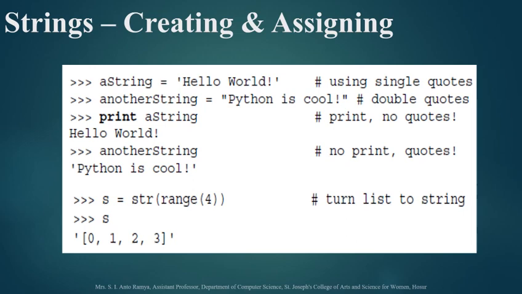The next line, if you see, S is equal to str of range of 4. So range of 4 means we are going to print values from 0 till before 4. 4 won't be included in that. So the list is going to be converted into a string. You can see the output. When we print S, it is displaying 0, 1, 2 and 3.